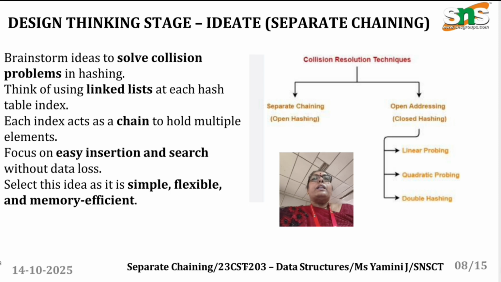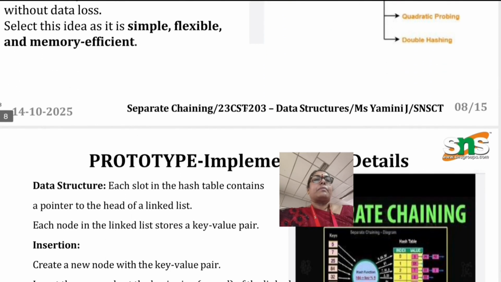Next, in the ideate stage, we brainstorm ways to manage collisions efficiently. One simple and efficient idea is to use a linked list at each hash table index. This design allows easy insertion, deletion and searching without losing any data. It is flexible, memory efficient and easy to implement.